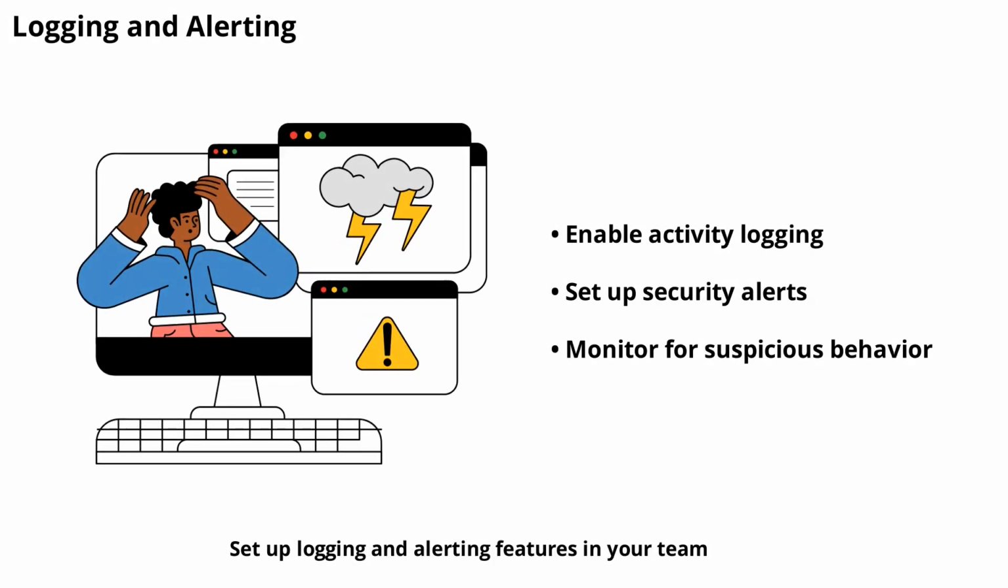Set up logging and alerting features in your team chat software to track user activity and detect suspicious behavior. Configure alerts for unauthorized access attempts, unusual data transfers, or changes to critical settings. Effective logging and alerting help you respond quickly to potential security incidents.